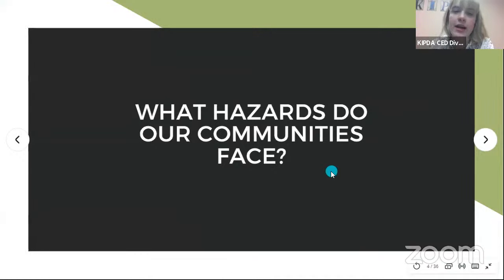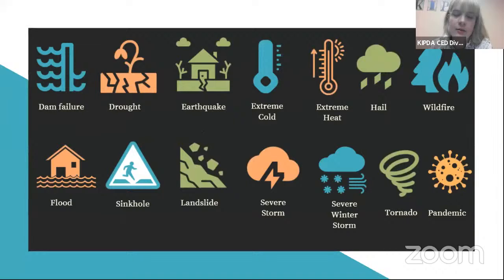All right, so when I'm talking about hazards, what am I specifically speaking about? These are the hazards that are covered in our hazard mitigation plan. Anything from dam failure to landslides, to floods, to extreme temperatures, to earthquakes, anything that has happened here or could happen here in terms of natural disasters. We'll also be covering pandemics in our upcoming plan as well, just because that's seen to be increasingly pertinent.